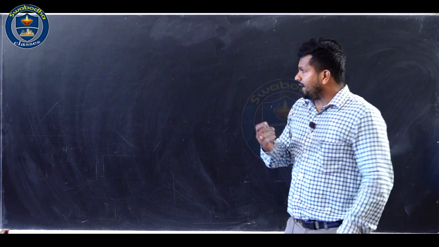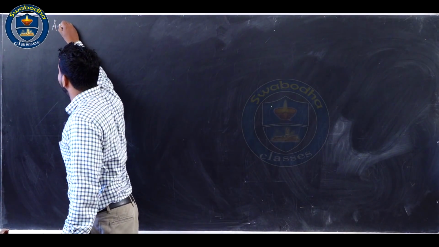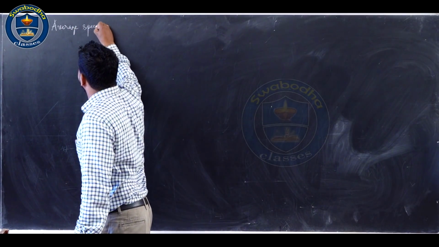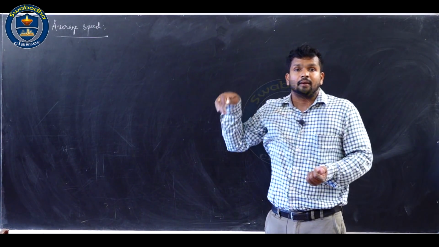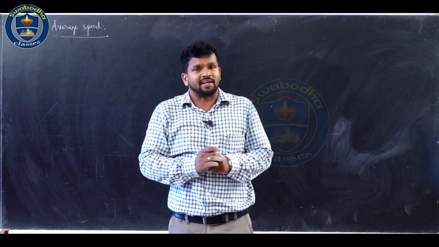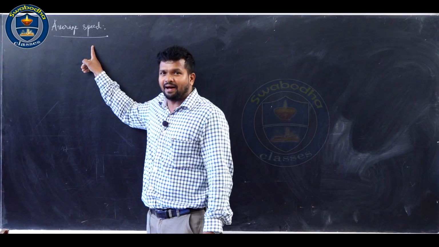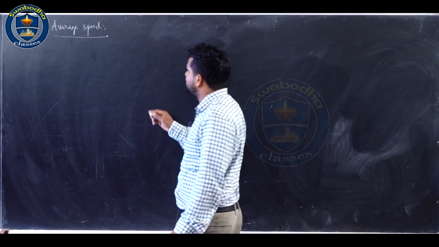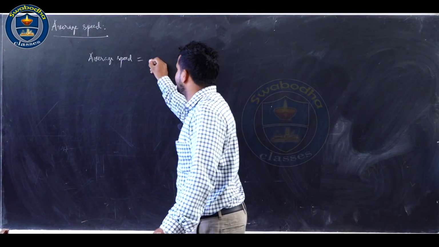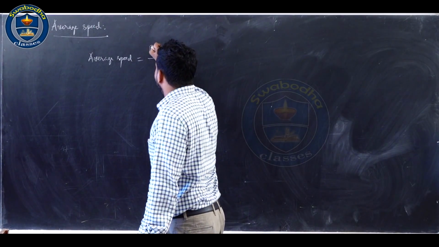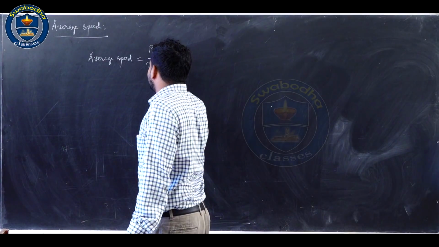To know the rate of motion of an object along the actual path, we are going to define another term called average speed. You all know the magnitude of displacement may or may not be equal to the distance traveled. Keeping that in mind, we introduce average speed. Average speed is defined as the ratio of the path length, or the total distance traveled, to the total time taken.